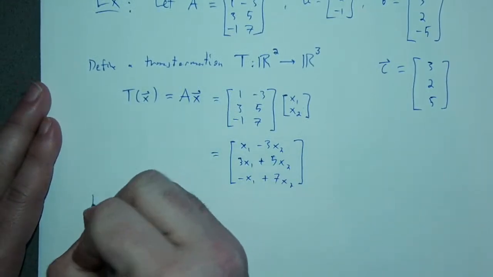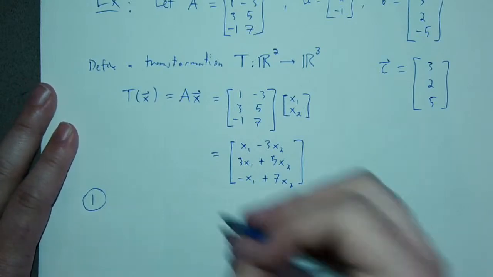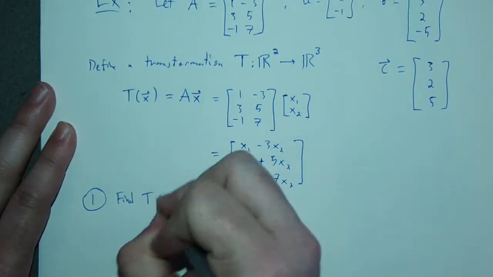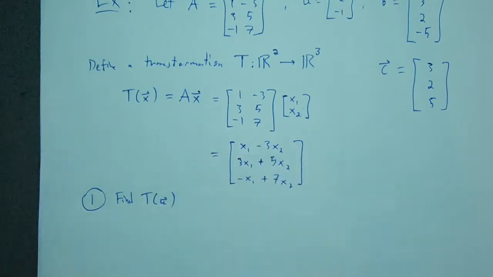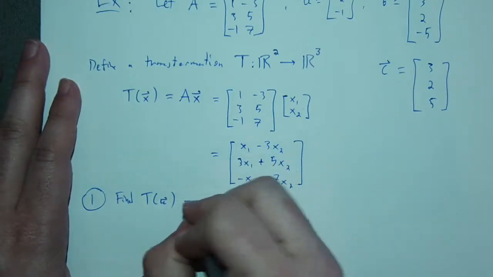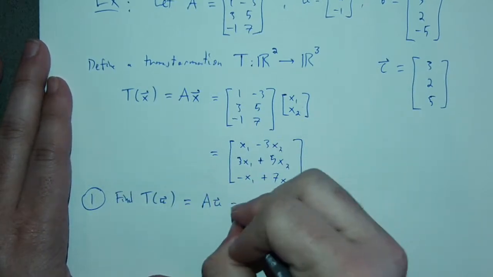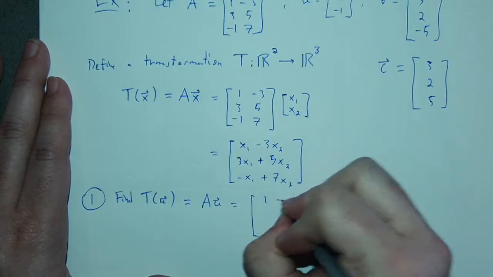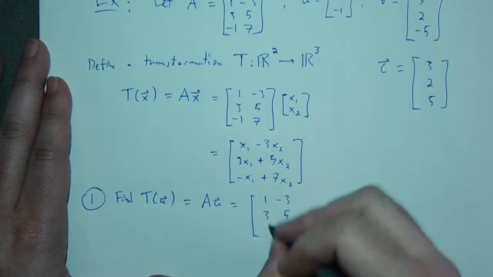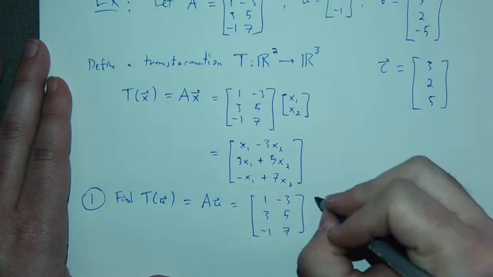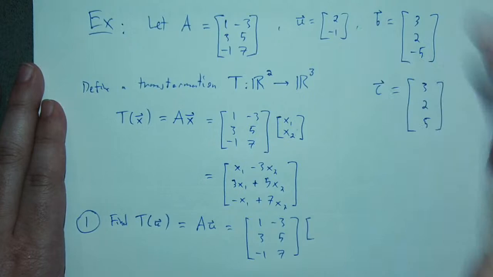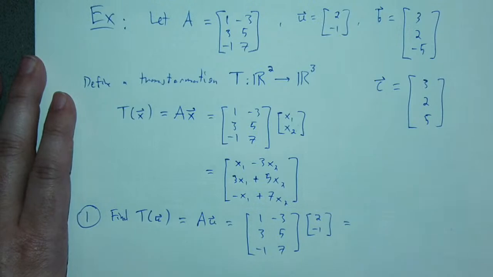Okay, now a couple of questions. So one, find T of u. What does T of u look like? Right. So I can either use this formula that I've gotten for T, or I can just do this directly. So T of u is going to be A times the vector u, which is the matrix 1, minus 3, 3, 5, minus 1, 7, times the vector u, which is slightly off screen now. It's 2, minus 1. Okay. So multiplying this out, what do I get?